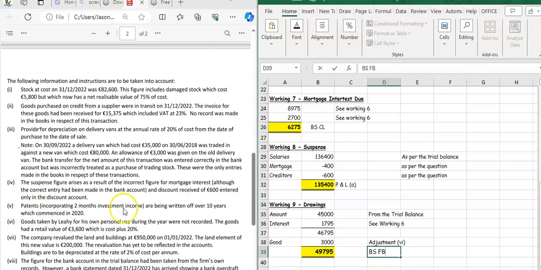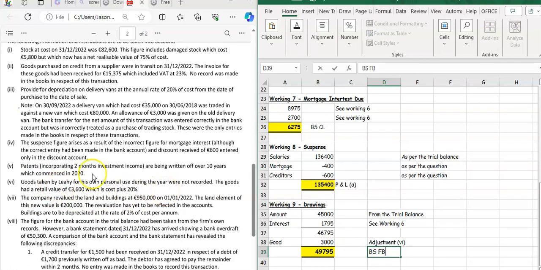Okay, so a simple adjustment: increase your drawings, decrease your purchases, make sure you update your correct one, and that's adjustment 6 for Leahy 2023 sole trader higher level question.